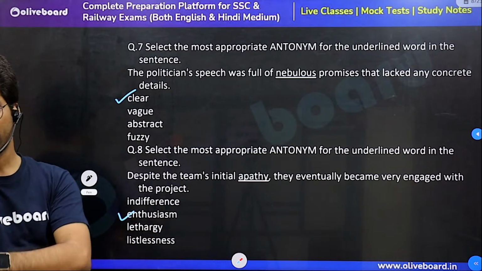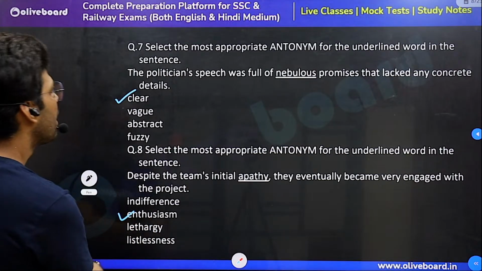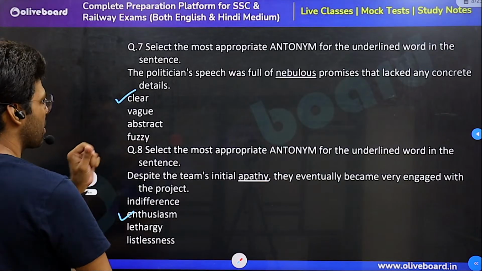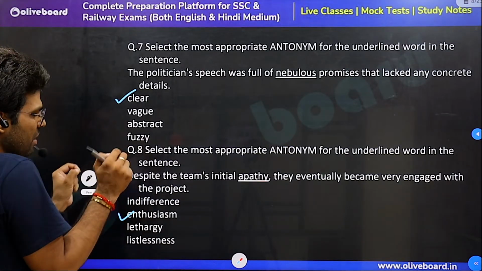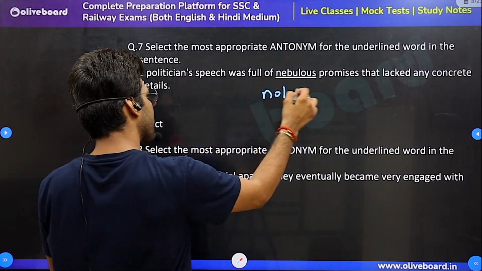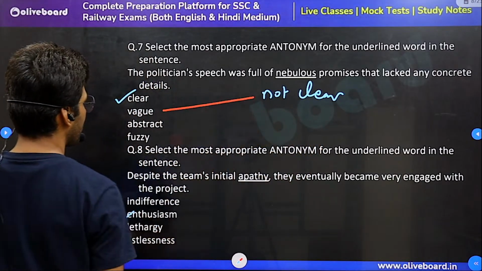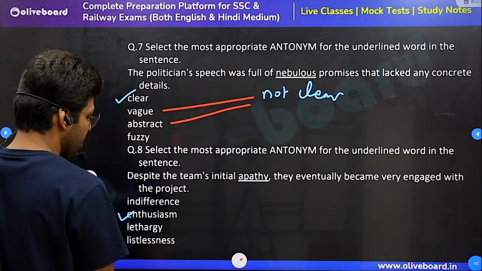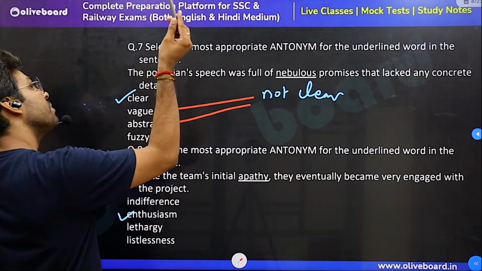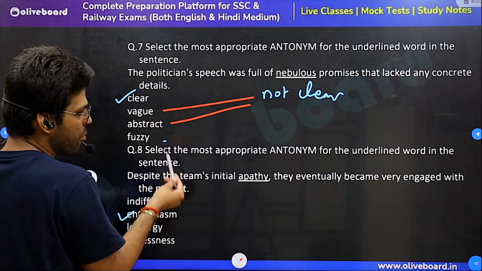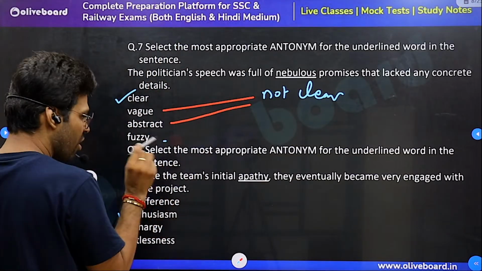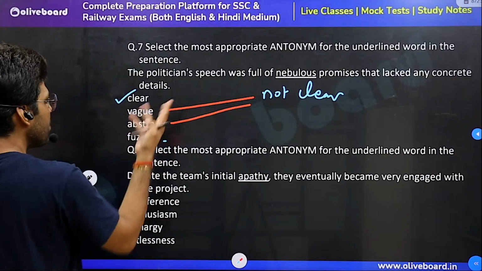You are correct. Okay, that was nebulous. That means not clear. Vague is not clear. Abstract is not even visible. Fuzzy, a fuzzy picture. Hazy picture, not clear. All are the same. Antonym, clear.